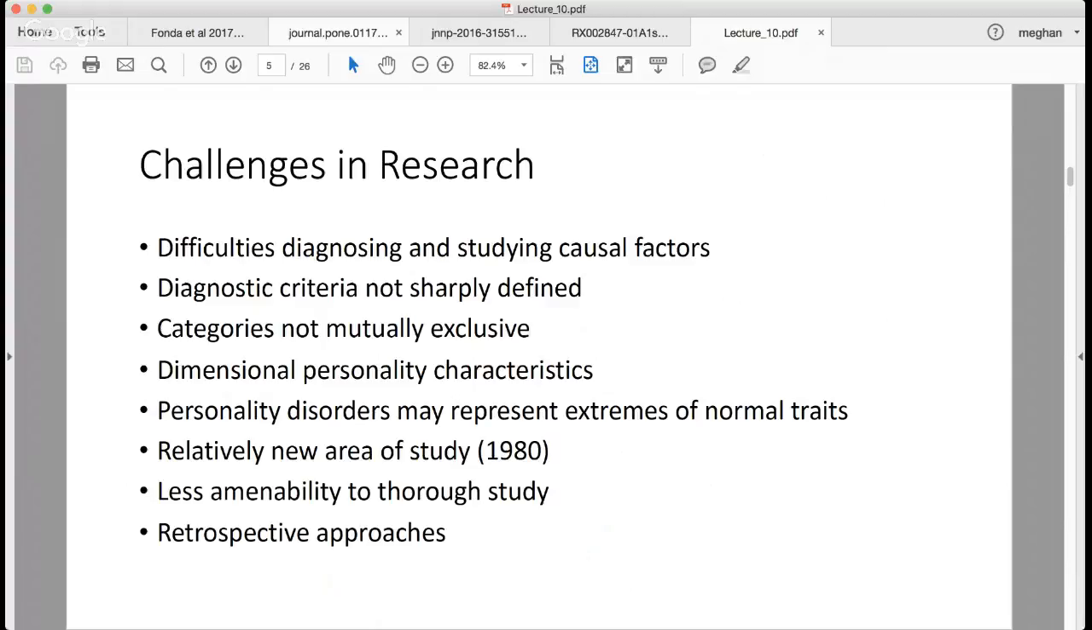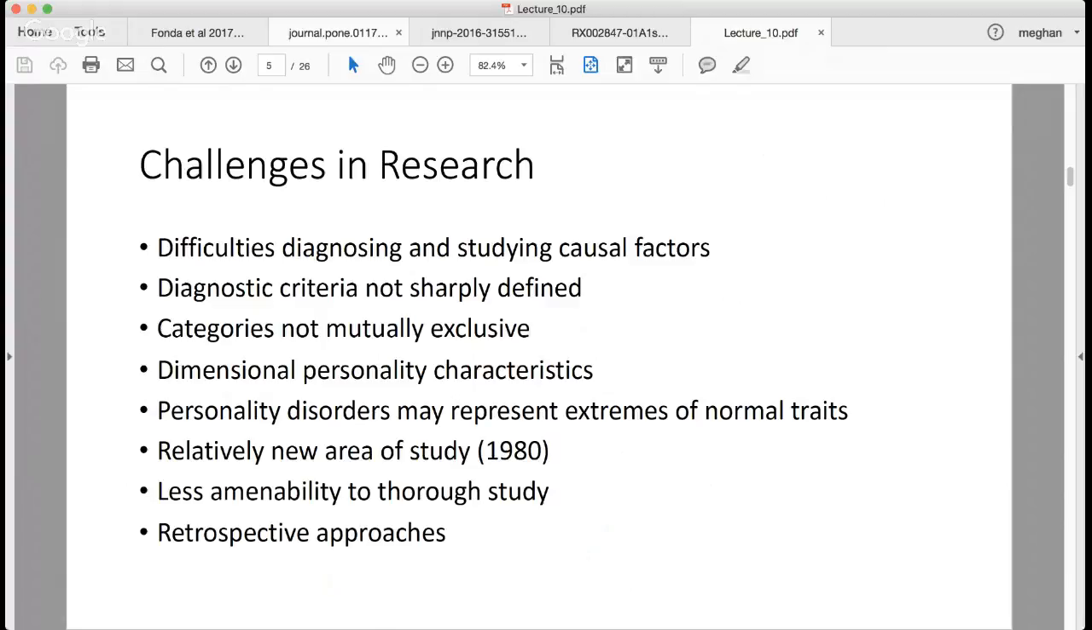Competing conventional views like the 5-factor model, which is the most influential model of personality disorder, which we'll talk about in a little bit, see these as extremes in normal behavior.